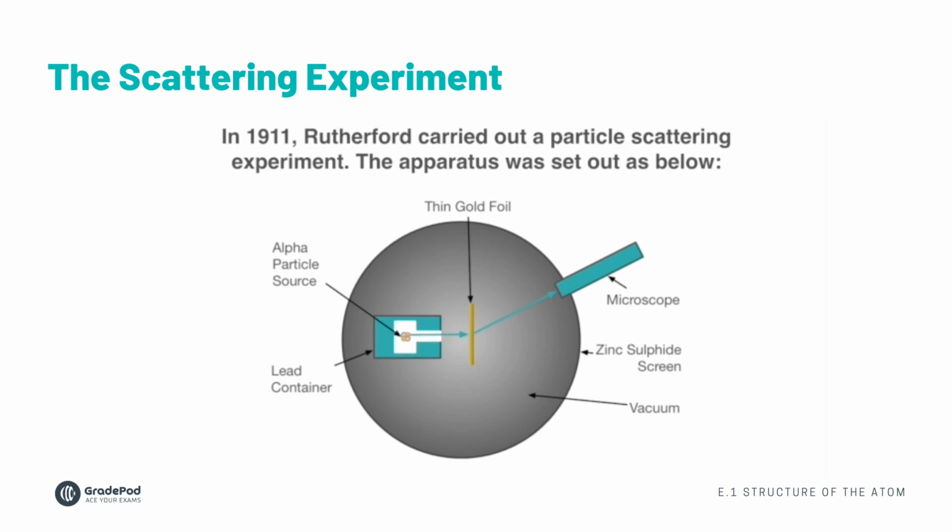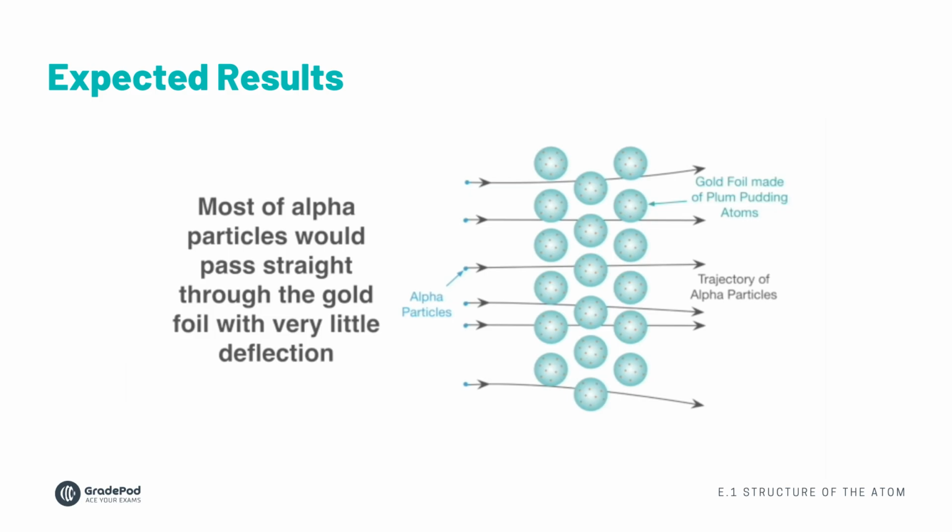Expectations of the atom at that time was that it was a plum pudding model. They expected that protons were like a sort of jelly that pervaded the atom, and electrons were dotted around like plums in a plum pudding. If that had been the case, they felt that these alpha particles would mainly pass straight through this very thin gold foil.